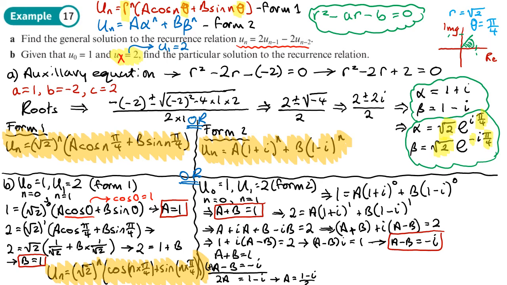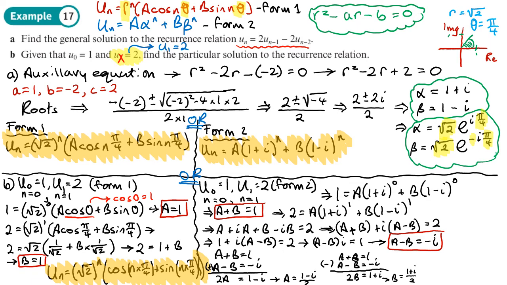I'll take the same two equations again. So a plus b equals 1, a minus b equals negative i. And instead of adding them this time, I'm going to subtract them. And that way I get rid of the a's and find the b's. So I'll have b, that's meant to be a b there, minus negative b, so that's going to be 2b, equals 1 minus negative i, so that's going to be 1 plus i. So that will give me b equals 1 plus i over 2.